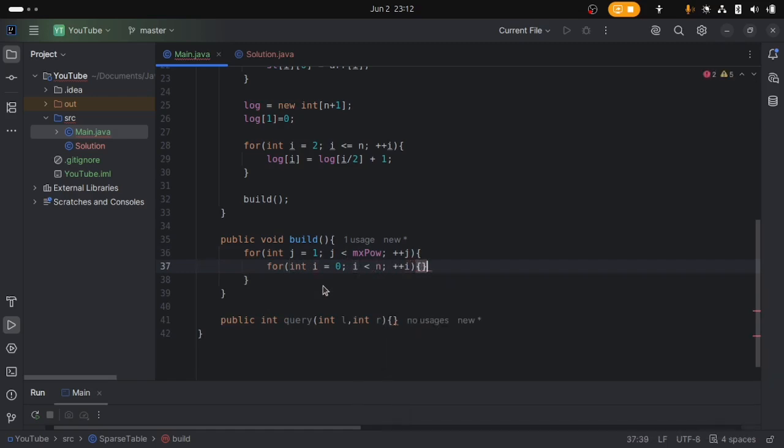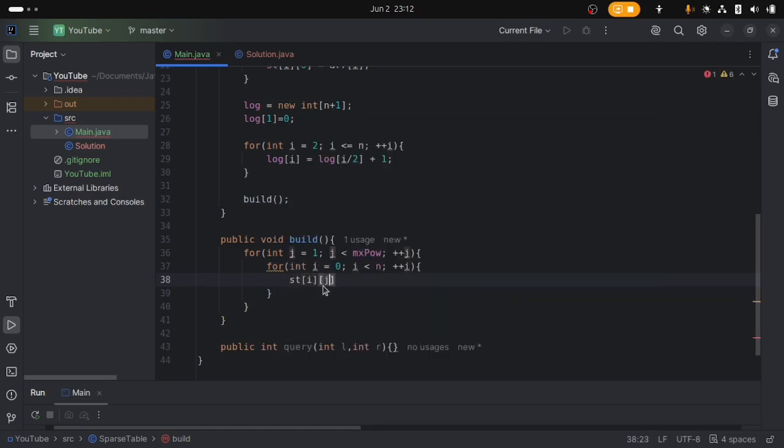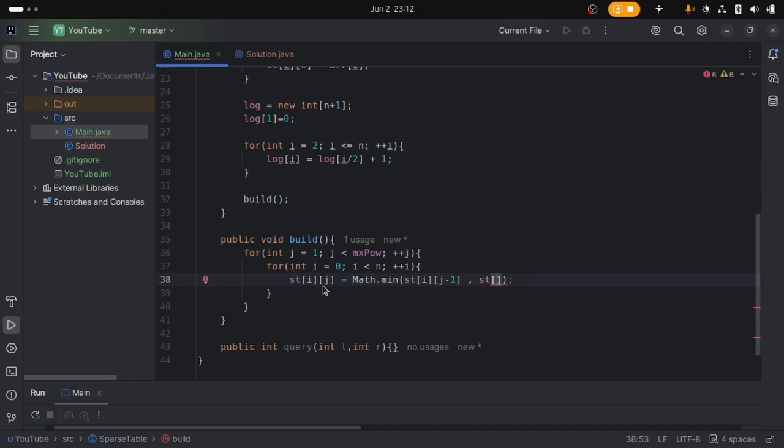You cannot write directly. Okay, let me write the equation first. st of i, j equals math.min of st of i, j minus 1 comma st of i plus left shift by j minus 1, j minus 1. I have already explained this formula in a previous part, so I'm not explaining this again.